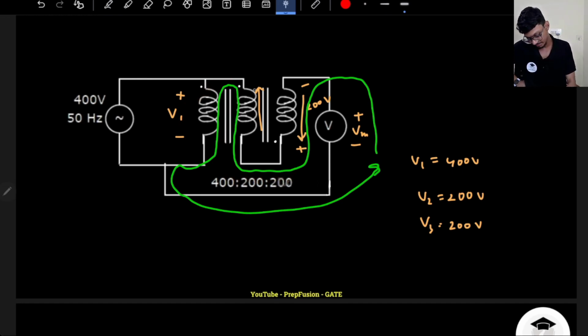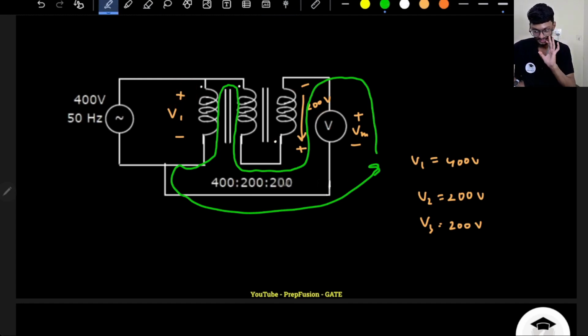So this is minus plus 200. Polarities are sorted because dot is with plus, because here dot is with plus. I hope I don't have to explain polarities. We have covered enough questions on polarities. So this is dot, so this will be plus minus 200 volts here. And this will be plus minus 400 volts here.